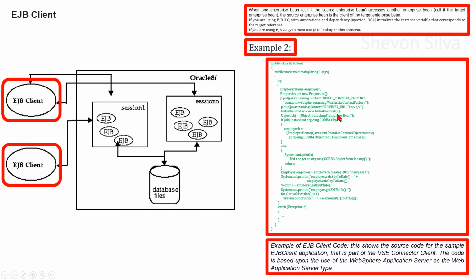Here you can see the initial context object is instantiated. Here the home interface of the employer bean is looked up. The string used here to identify the EJB is stored in the EJB's deployment descriptor. You can view the EJB's deployment properties by using the WebSphere Administrative Console.